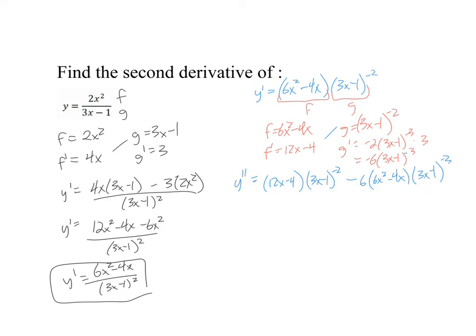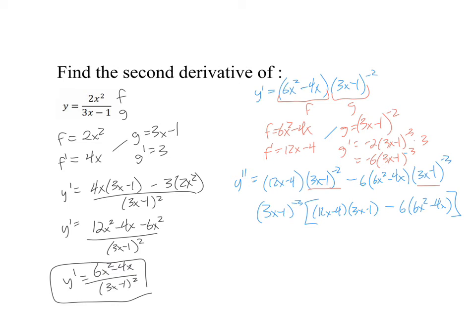So let's just take out of the 3x minus 1s, let's take out the smallest power. So you'd have 3x minus 1 to the negative 3, and then the leftover, we'd have our 12x minus 4, and we'd have an extra 3x minus 1. And then for the second part, we'd have just the stuff at the beginning. And then the 3x minus 1s would cancel.